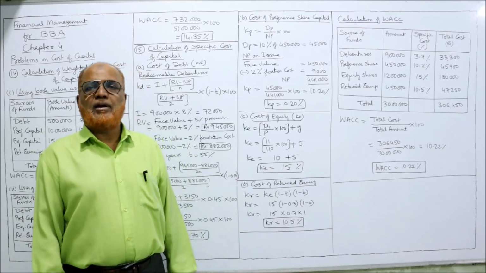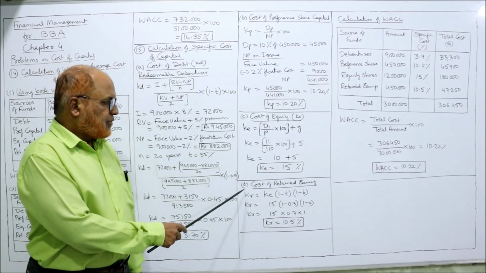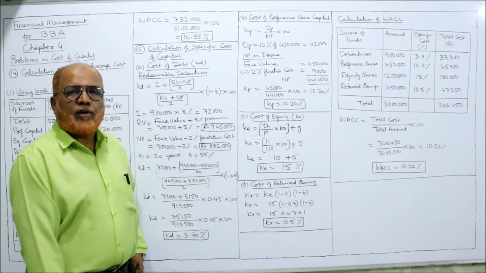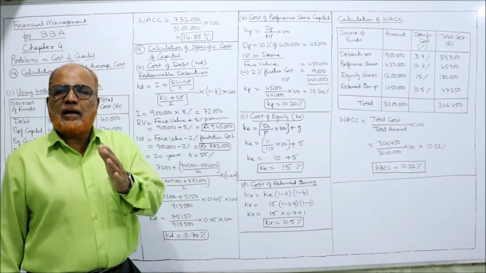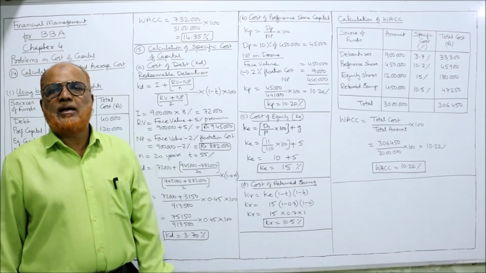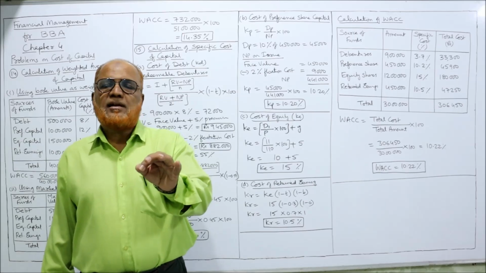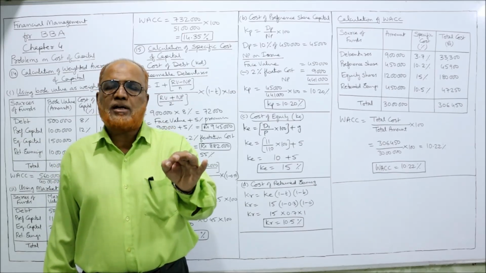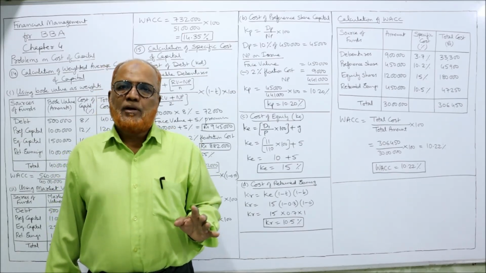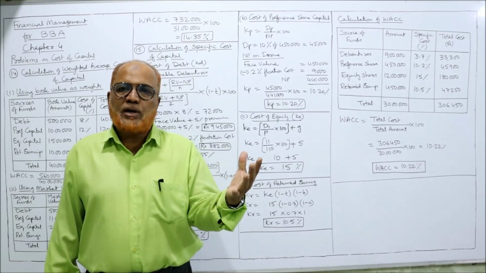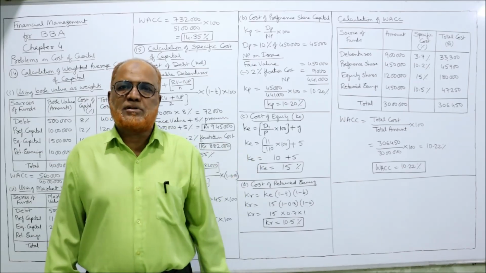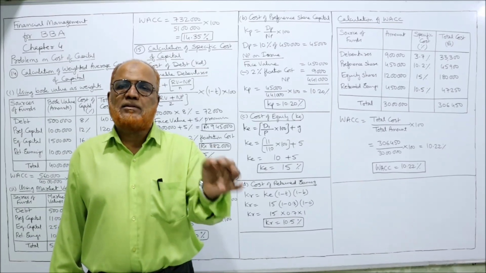Lastly, we have to calculate retained earning, KR. Cost of retained earning. So the KR formula is KE into (1 minus T) into (1 minus B). This T stands for the tax rate on the shareholders' investments. The tax rate on shareholders' investment is given as 30%. So T is equal to 0.3.